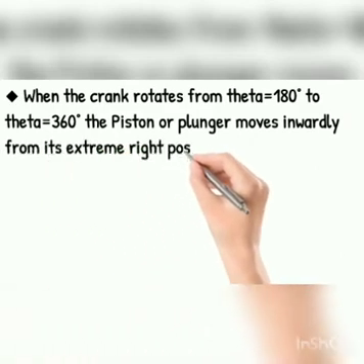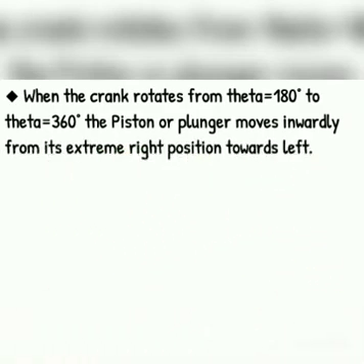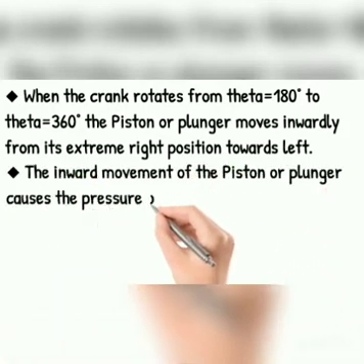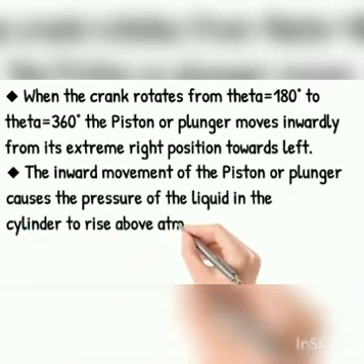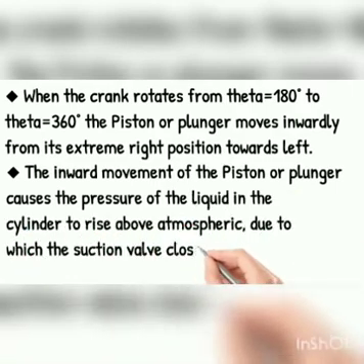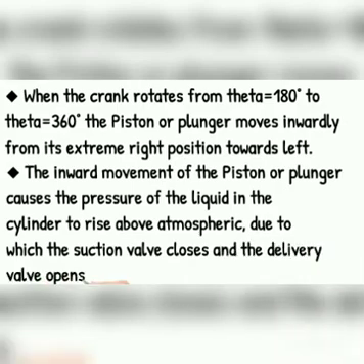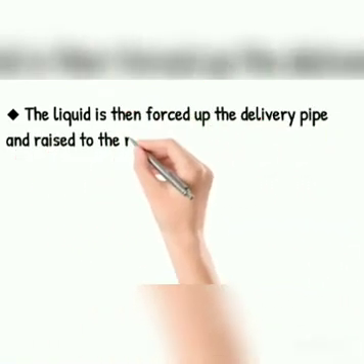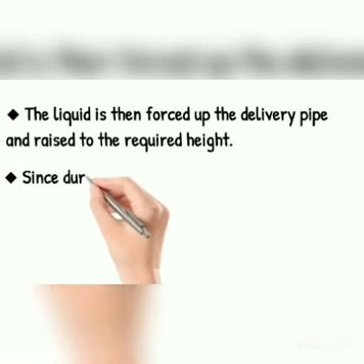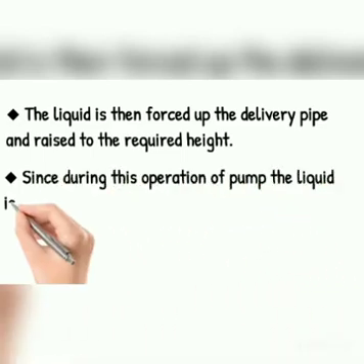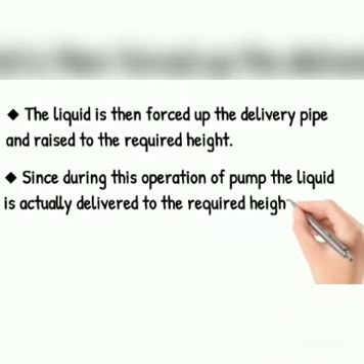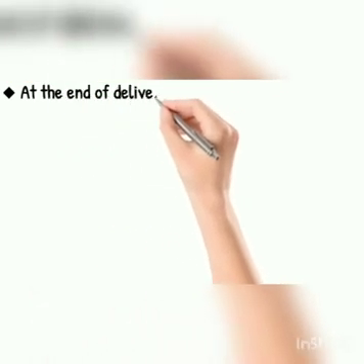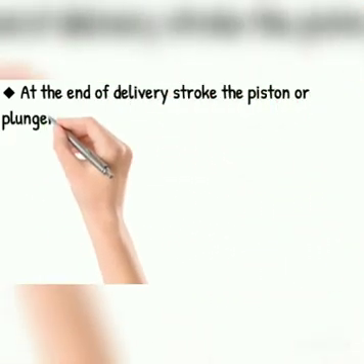the piston or plunger moves inwardly from its extreme right position towards left. The inward movement of the piston causes the pressure of the liquid in the cylinder to rise above atmospheric, due to which the suction valve closes and the delivery valve opens. The liquid is then forced up the delivery pipe and raised to a required height. Since during this operation of the pump the liquid is actually delivered to the required height, it is known as its delivery stroke. At the end of the delivery stroke, the piston is at extreme left position.